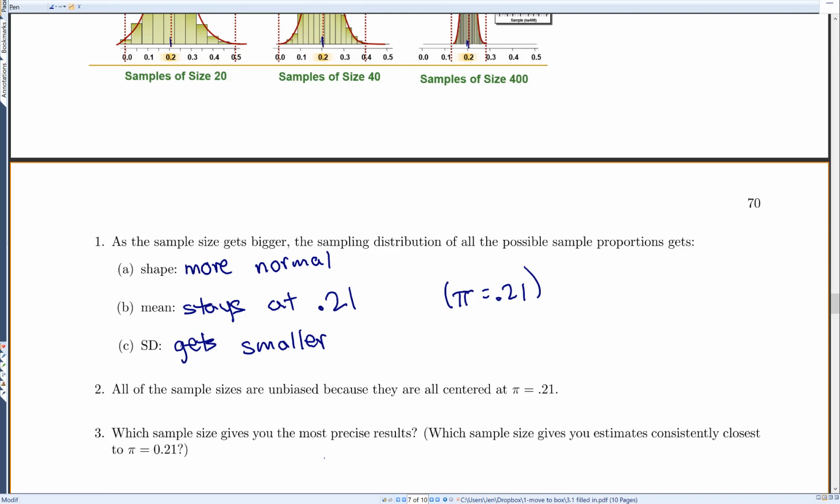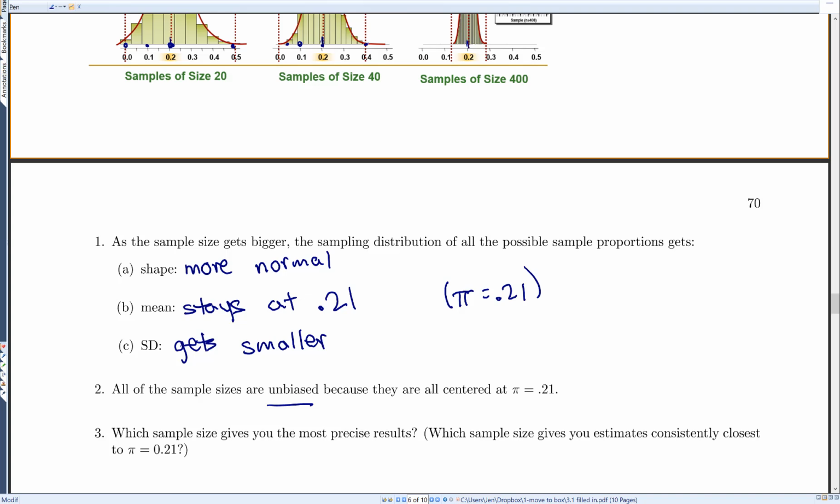Let's see, so all of the sample sizes are unbiased because they're all centered at pi equals 0.21, so that's good. What sample size gives you the most precise results? Or which sample size is giving you estimates that are consistently closest to 0.21? Well, if you look at it, at a sample size of 20, I might get 0.21, but I might also get 0.5 or 0 or 0.1. When I get to sample size of 40, I might get 0.2 or 0.1, 0.05, 0.4, but I'm getting a little bit closer to 0.2.